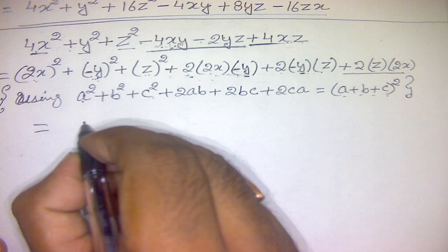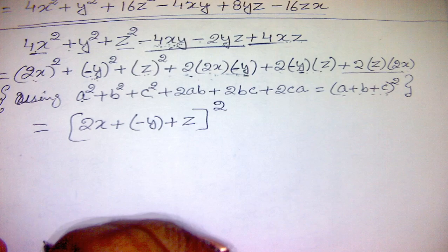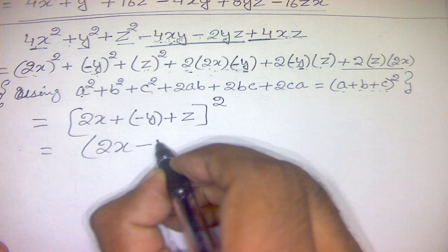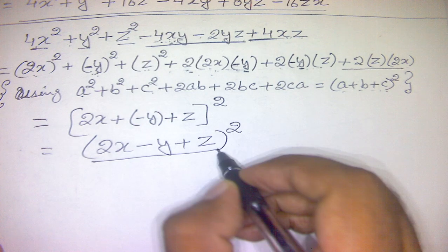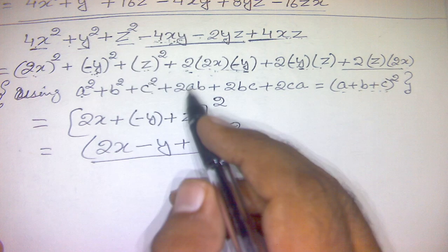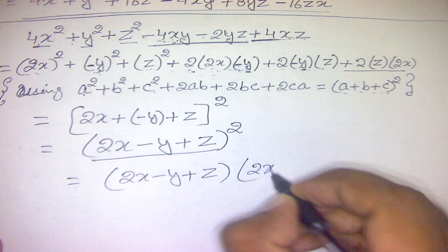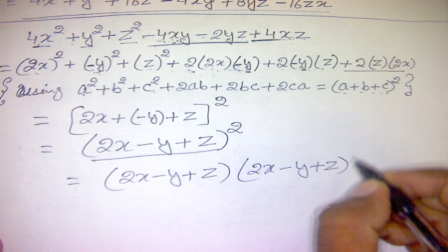So what is a? 2x, plus what is b? Minus y, plus what is c? Z, and it is the whole square of it. So what do you get? You get 2x minus y plus z whole square. So these are the factors of this expression, the polynomial given to us. Or you can even write it as 2x minus y plus z multiplied by 2x minus y plus z.